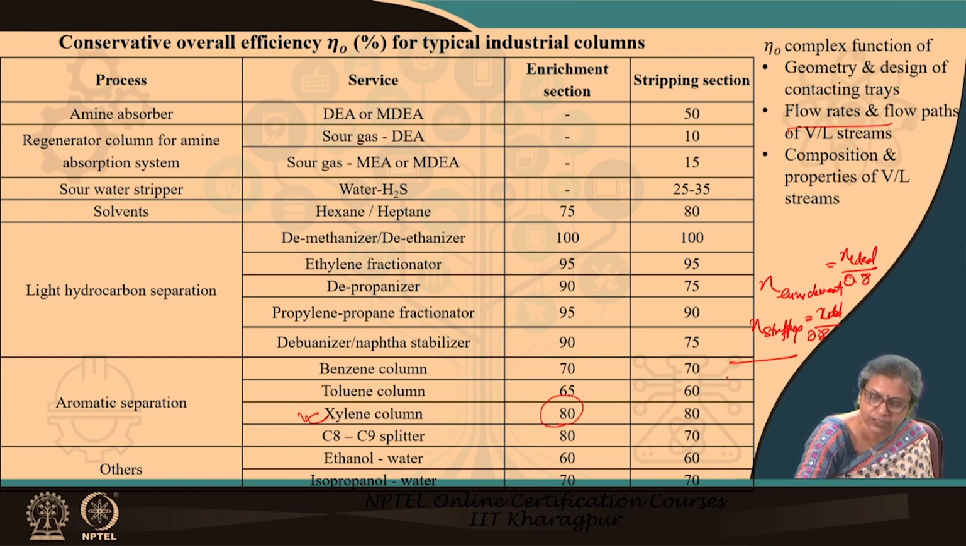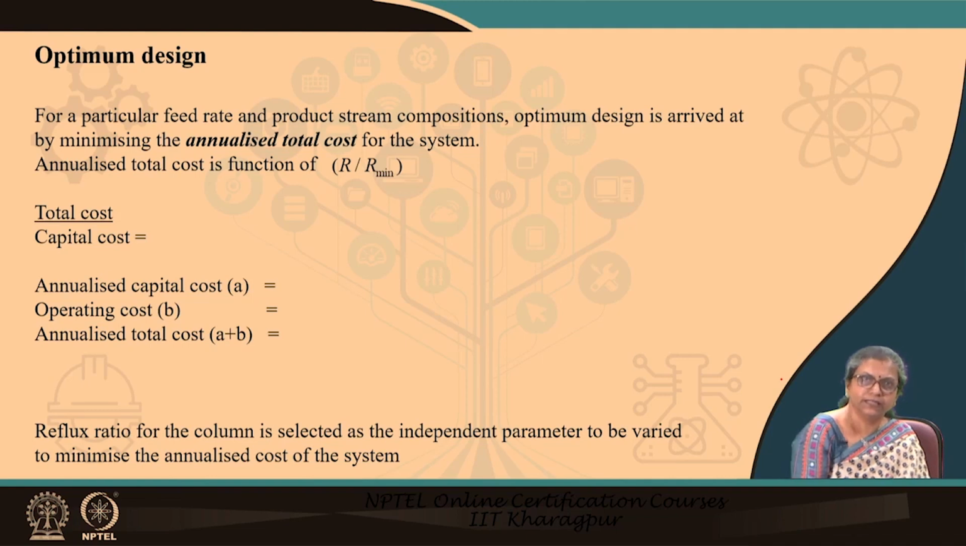From adding up these two, you would get the actual number of trays in the total column that you require. Well, so this entire thing I had discussed for one particular reflux ratio. Now, normally we would like to go for an optimum design.